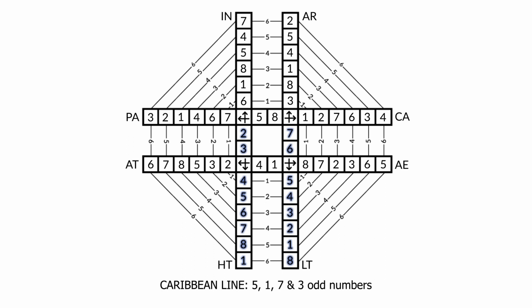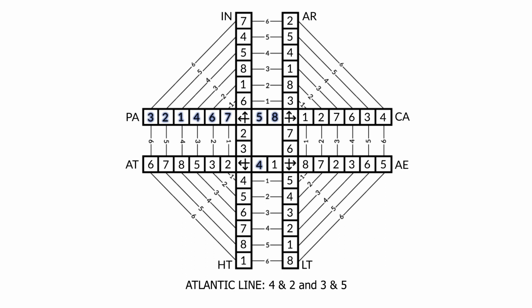Correct. Caribbean line. 5, 1, 7, and 3 odd numbers, and 8, 2, 6, and 4 even numbers. Correct. Aegean line. 4, 8, 2, and 6 even numbers, and 1, 7, 3, and 5 odd numbers. Correct. Pacific line. 5 and 7 standing next to each other. Correct.